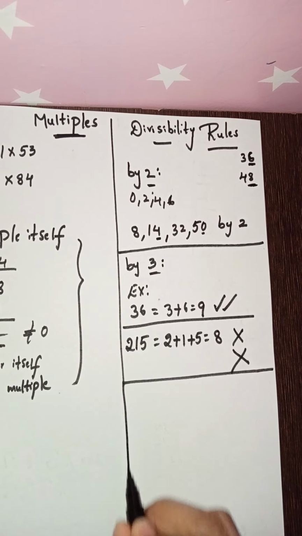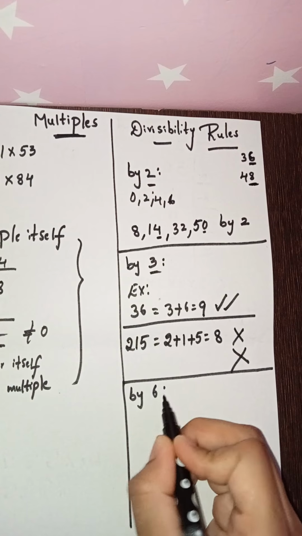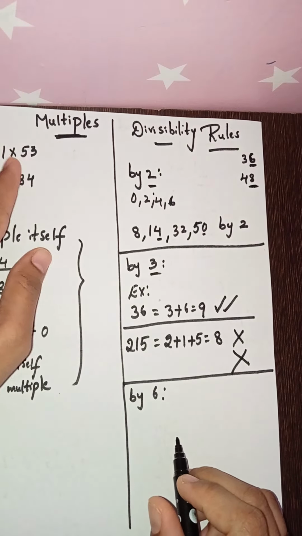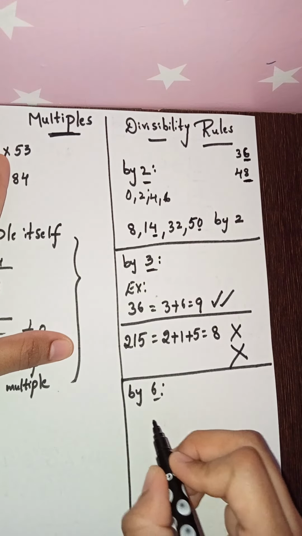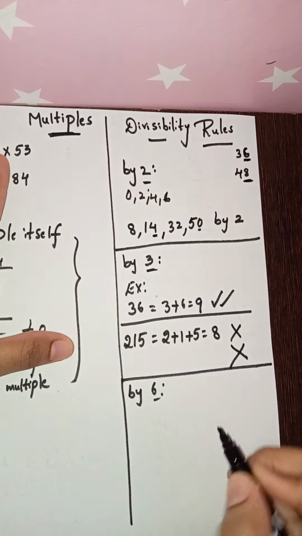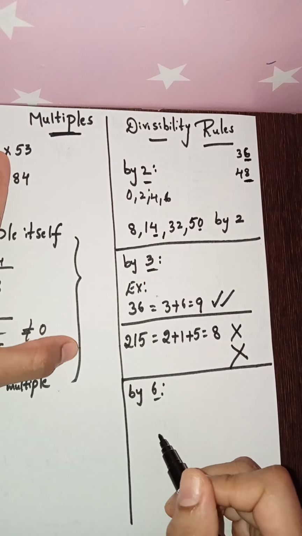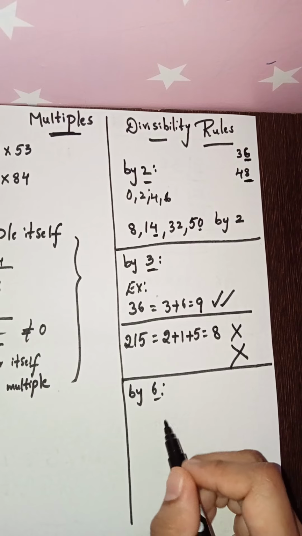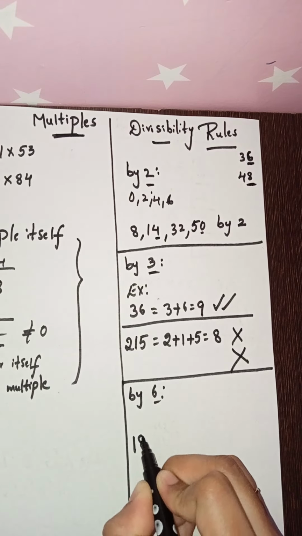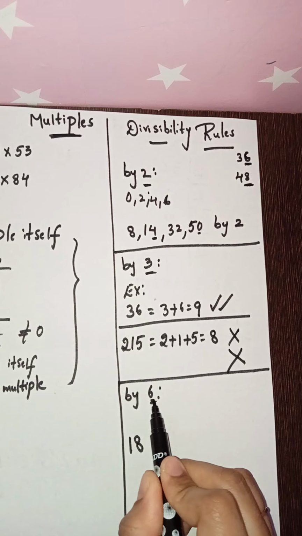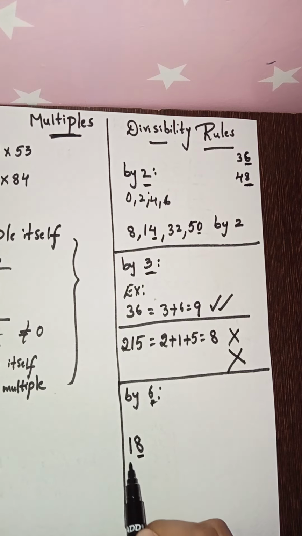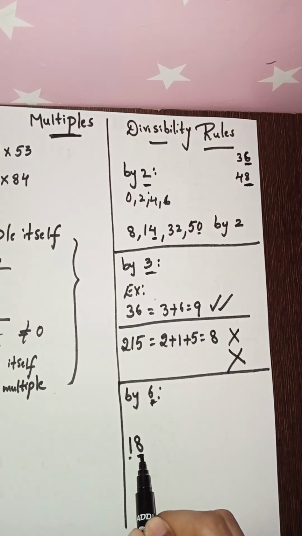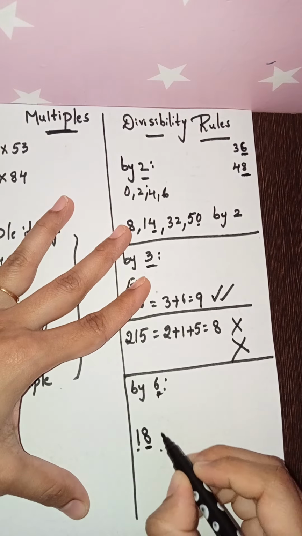Divisibility by 6. All numbers divisible by both 2 and 3 are divisible by 6. A number will be divisible by 6 if its one's digit is an even number and the sum of its digits is divisible by 3. So this is the one's digit, this is the tens digit. Let's see an example here, 18.